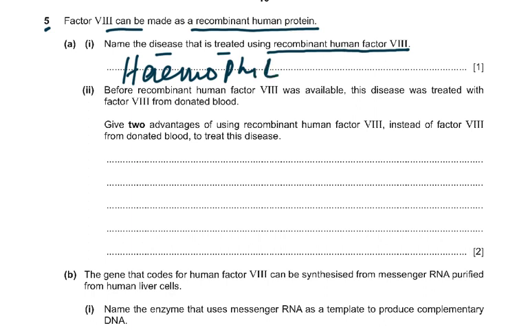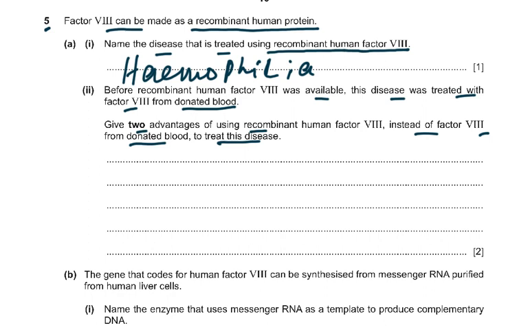You should know that. I hope you know that. Before recombinant human factor VIII was available, this disease was treated with factor VIII from donated blood. Give two advantages of using recombinant human factor VIII instead of factor VIII from donated blood to treat this disease.